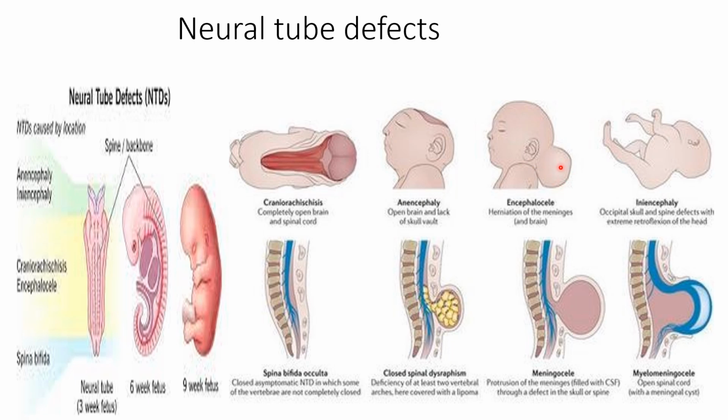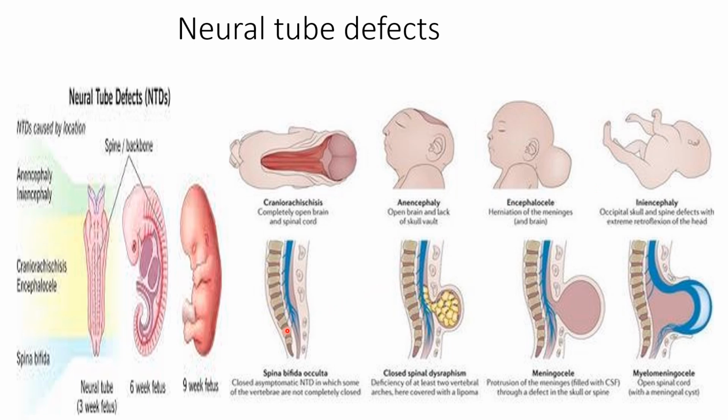Then the third defect is the encephalocele. There is herniation of meninges and the brain through the defect. Then there is iniencephaly, in which the occipital skull and spinal defect are present, and there is extreme retroflexion of the head. So these are the defects of the brain.